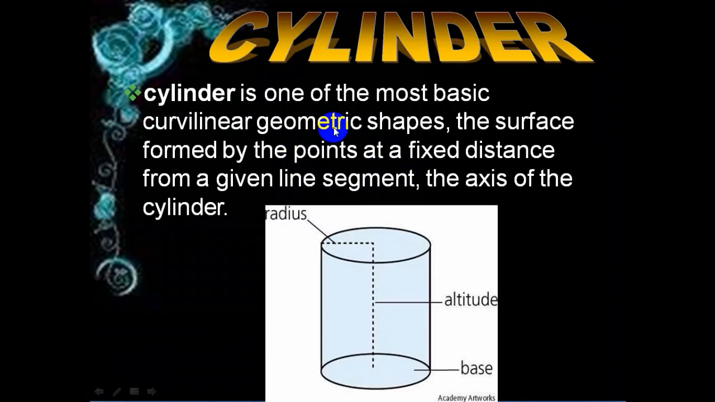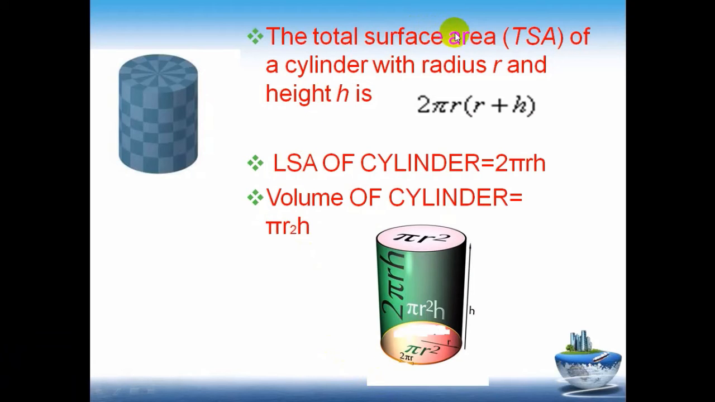Now cylinder. A cylinder is one of the most basic curvilinear geometrical shapes. The surface is formed by the points at a fixed distance from a given line segment, the axis of the cylinder. You see over here, this is a cylinder. This is the radius of the cylinder. This is the altitude, the height of the cylinder, and this is the base of the cylinder. Now, the total surface area of a cylinder with radius r and height h is given by 2 pi r into (r plus h). This is the total surface area of the cylinder.